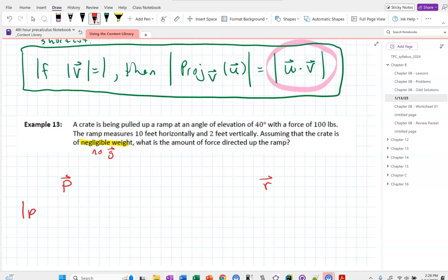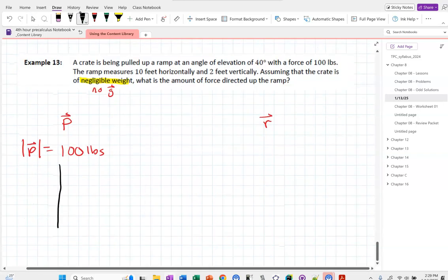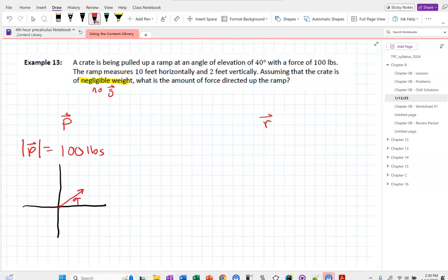Okay. For our pull vector, what's the magnitude going to be? 100 pounds. Yeah. And the direction then, if I draw my picture, that's basically what's happening, right? So my standard position angle is just 40 degrees. Notice this is different than the previous problem because here my vector's in the first quadrant as opposed to the fourth quadrant.